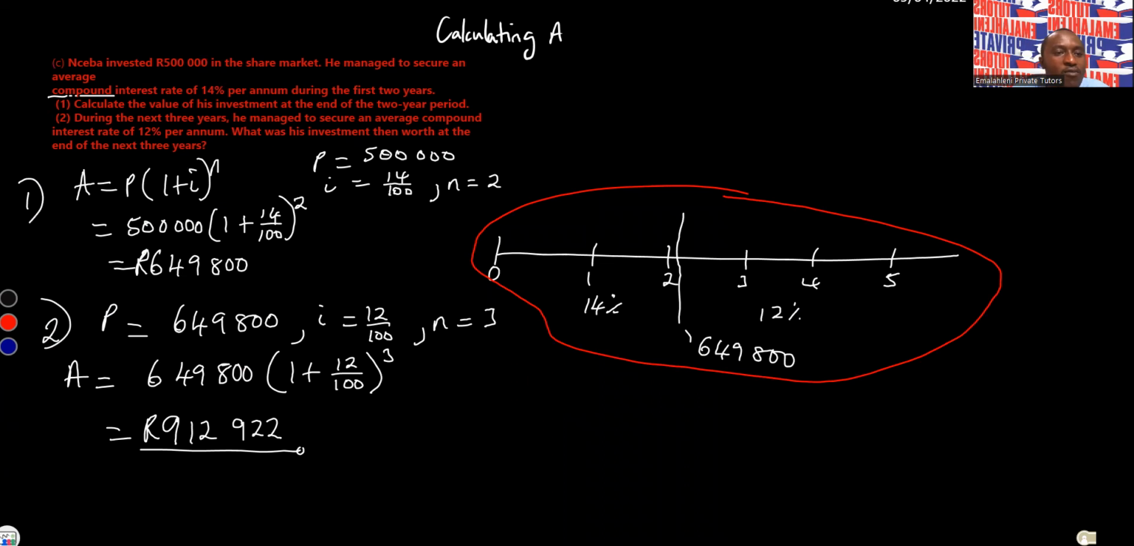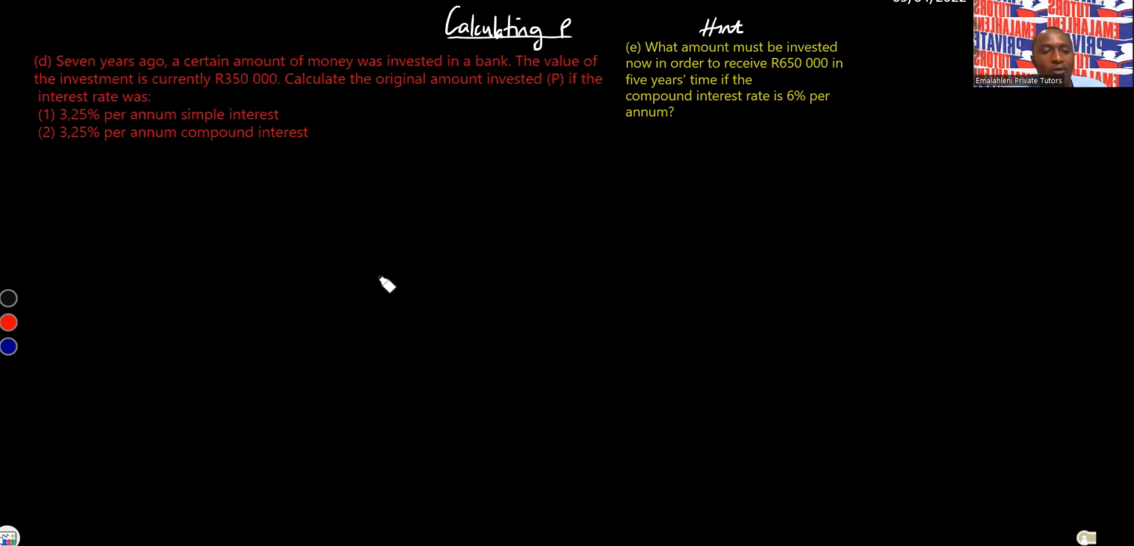Okay, let's move on to the next question. We are calculating P now. So in our equation here, for the first one, 7 years ago, a certain amount of money was invested in a bank. So we don't know what was invested in the bank. The value of the investment is currently 350,000. So that's the accumulated amount, it has accumulated to 350,000. Calculate the original amount invested, which is our P, if the interest rate was... So here, for the first one, we are going to deal with what?